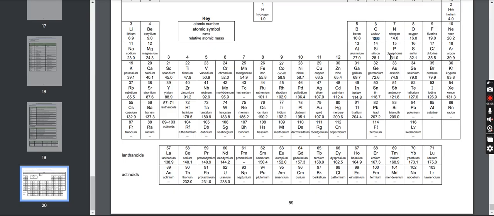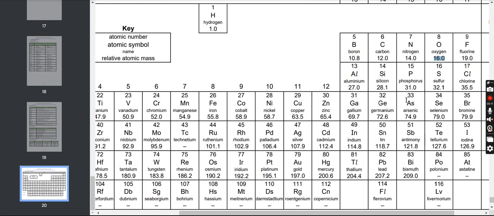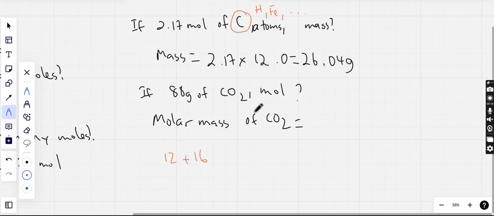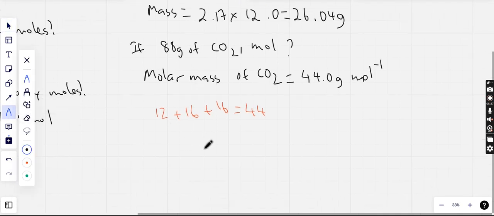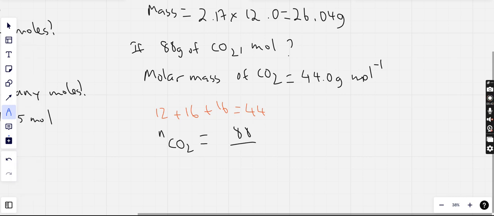Okay, let me show you guys the periodic table. 16 for oxygen right here. Zoom it in. So 12 plus 16 plus 16 is equal to 44. So the molar mass of carbon dioxide is 44 gram per mole. So to calculate the total number of moles in 88 grams, you have n of carbon dioxide equal to 88 divided by 44.